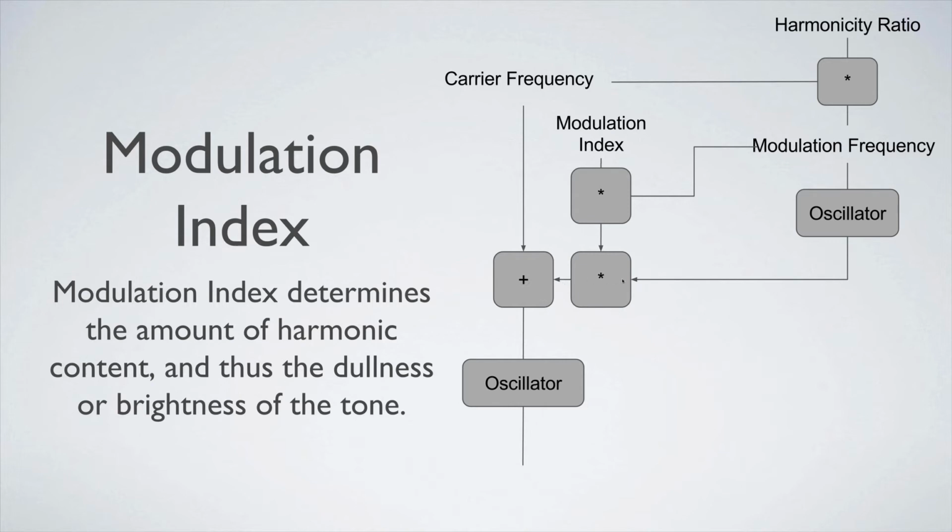So a low modulation index will end up with only very small changes in the carrier frequency, while a large modulation index will end up with very large changes and a lot more complexity in the tone. So the modulation index determines the amount of harmonic content and thus the dullness or brightness of the tone.